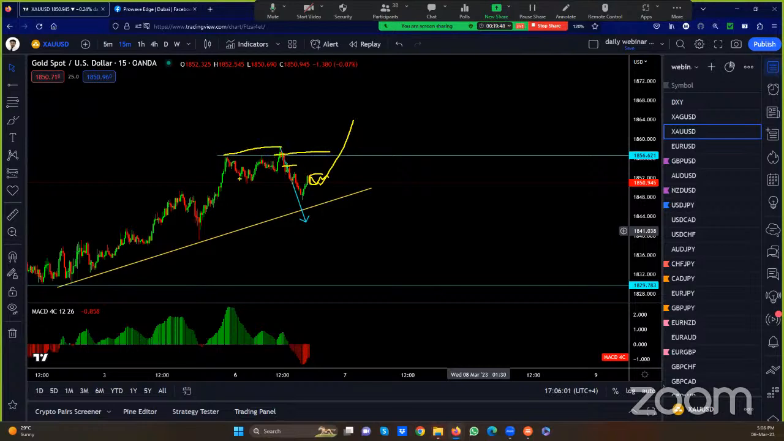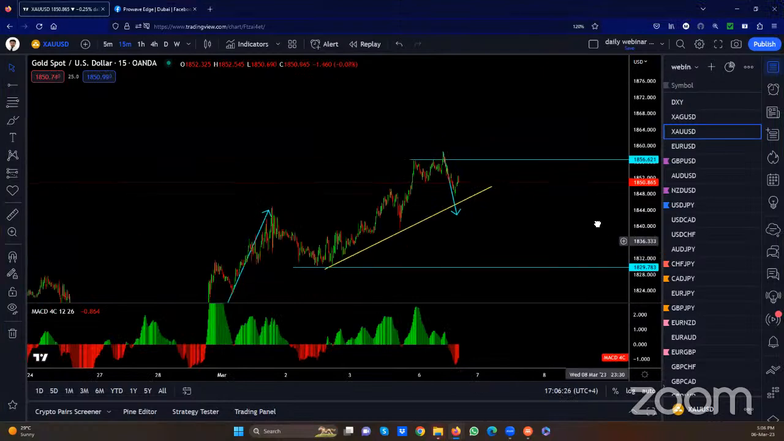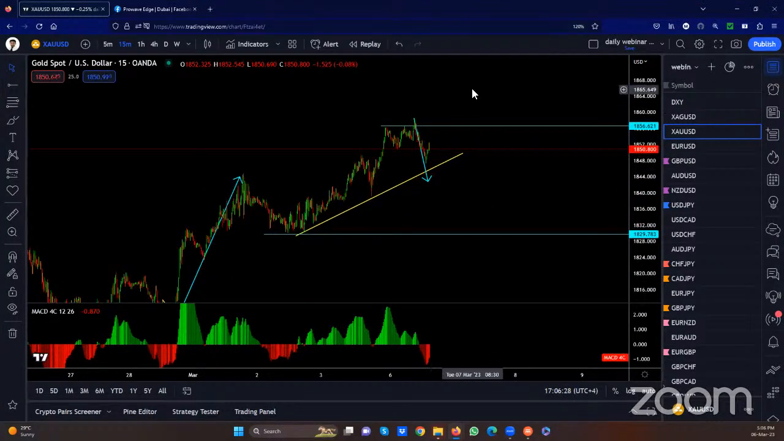You could make an argument for either an expanding flat here or a running flat here. I'll go with the running flat. With this correction here and this correction here, I'll go with the running flat, which means retesting that top is possible. It's not really a good buy right now, and we don't have the setups, but this could push higher. And we'll go with this running flat.